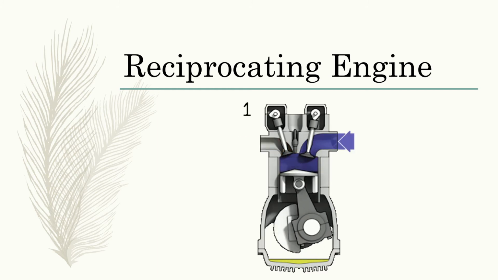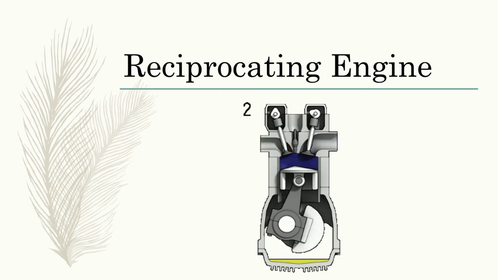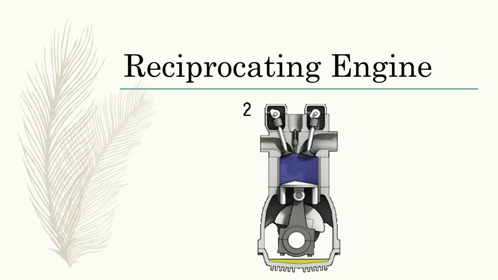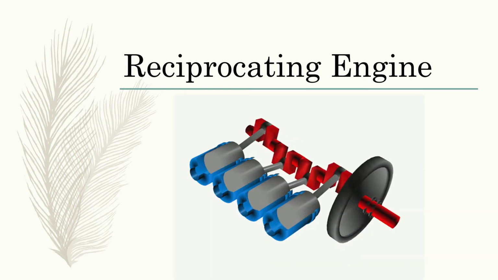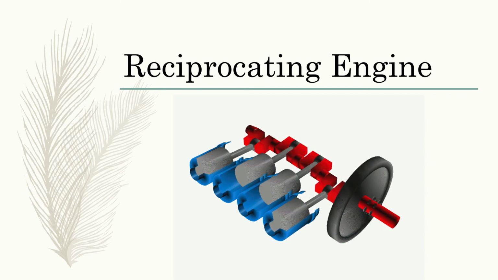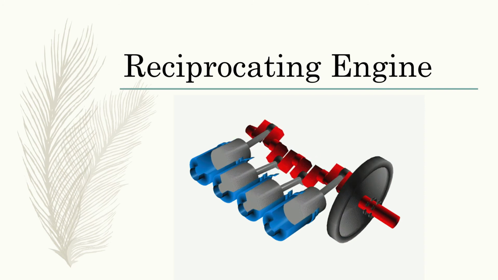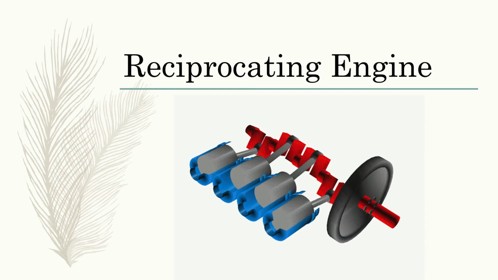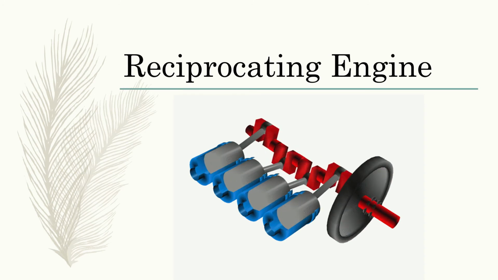But now, it must translate this energy into rotational energy for the transmission, drive shaft, and wheels. This is done by the crankshaft, which is seen in this next figure. The crankshaft converts this up and down motion into rotational motion, which is often combined with the flywheel to retain the discontinuous reciprocating energy as rotational energy, like what you see in this figure.